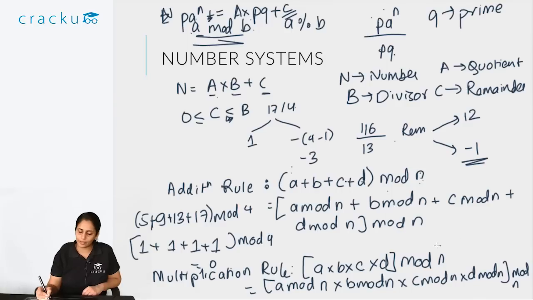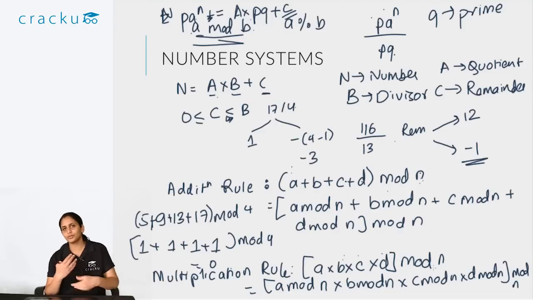I could have written it as n minus 1 into n minus 1 into n minus 1 into n minus 1 mod n, and I'll get n minus 1 raised to 4 mod n, but that would have been difficult for me to calculate. Instead, if I write minus 1 into minus 1 into minus 1 into minus 1 mod n, I get essentially 1 mod n, and that value will be 1. So that is how you should think of it.